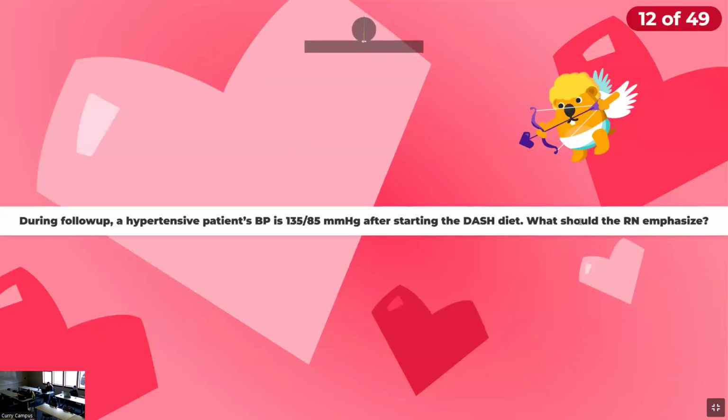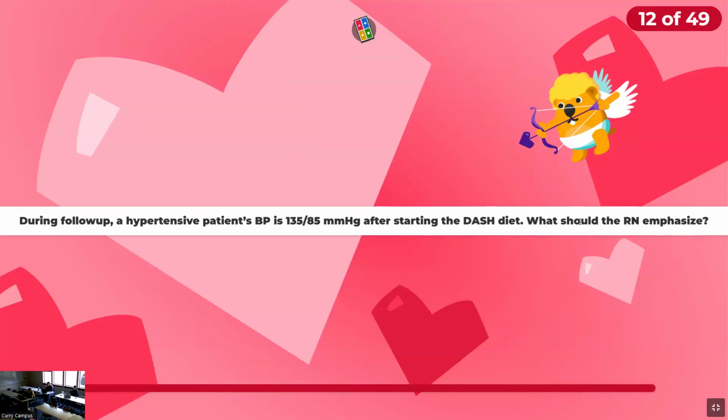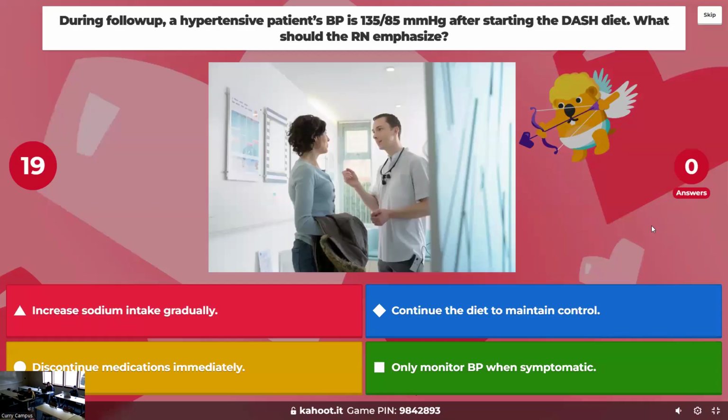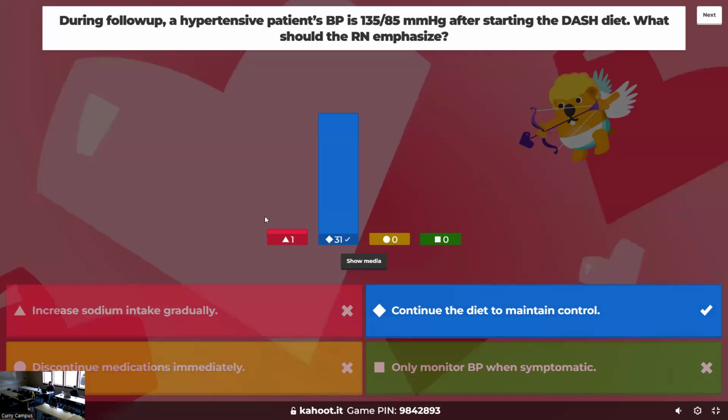Next. During follow-up, a hypertensive patient is 135 over 85. After starting the DASH diet, what should the nurse emphasize? And that lower one is discontinuing medications immediately. And almost everybody got that one right. Good.